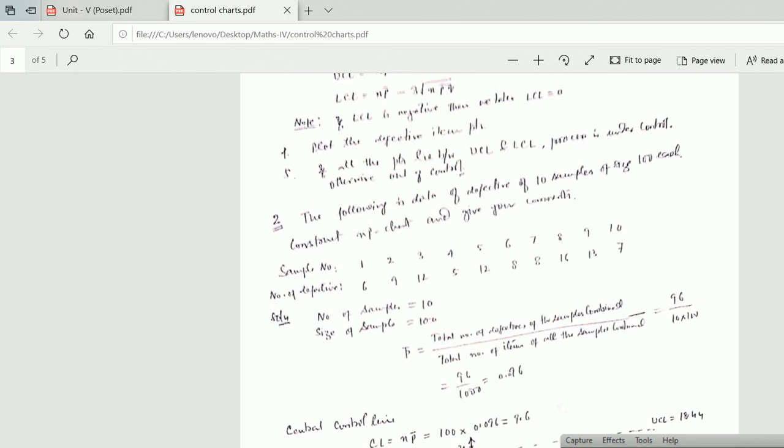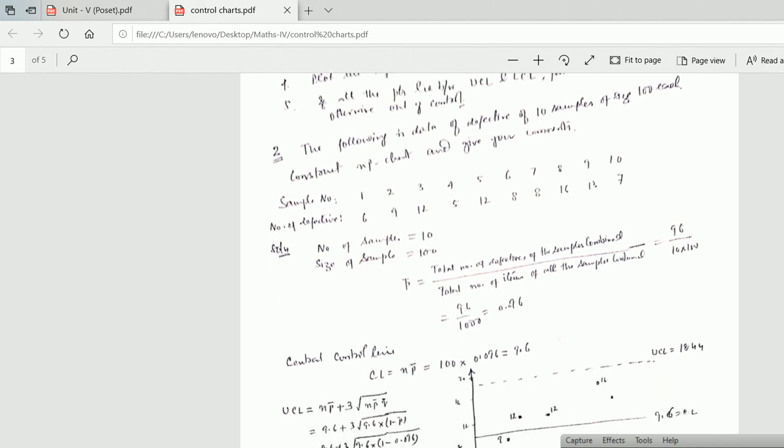problem, how to use. The following is data of defectives of 10 samples of size 100 each. Construct NP chart and give your comments. Sample numbers are 1 to 10, and the size of each sample is 100. Number of defectives: sample 1 has 6, sample 2 has 9, sample 3 has 12, sample 4 has 5, sample 5 has 12, and like that, and sample 10 has 7 defectives.